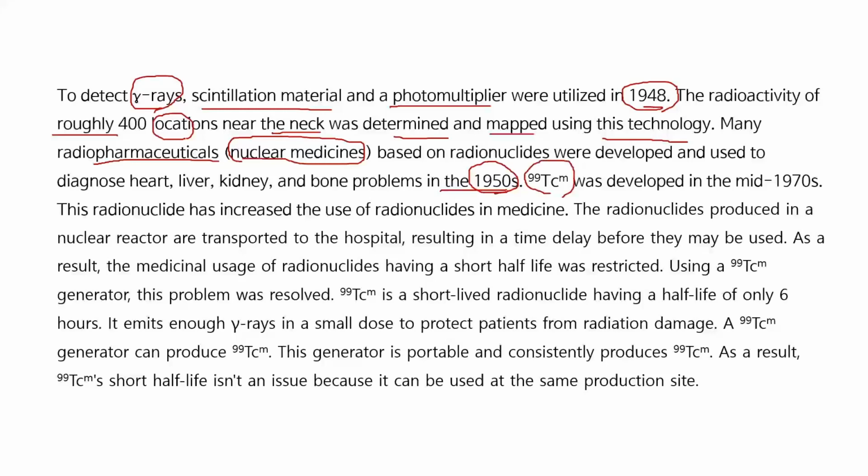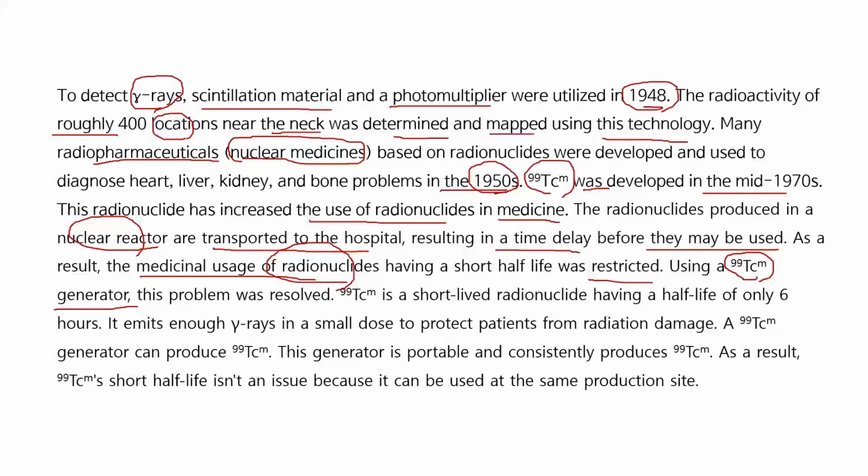TC99M was developed in the mid-1970s. This radionuclide has increased the use of radionuclides in medicine. The radionuclides produced in a nuclear reactor are transported to the hospital, resulting in a time delay before they may be used. As a result, medicinal usage of radionuclides having a short half-life was restricted. Using a TC99M generator, this problem was resolved.